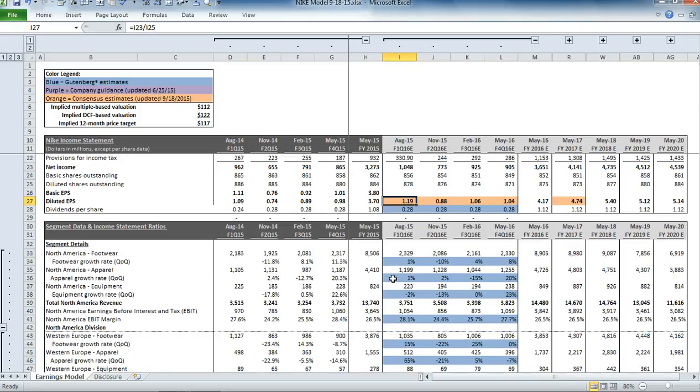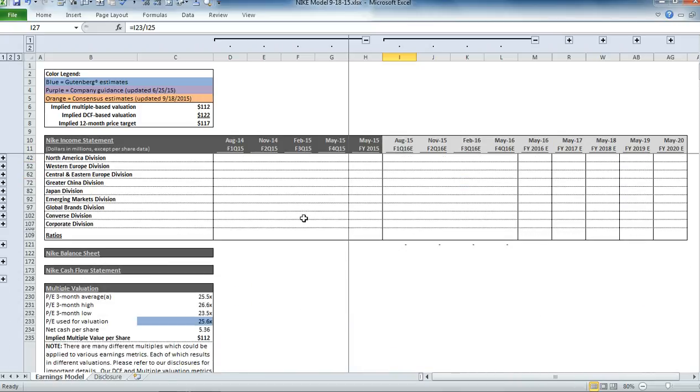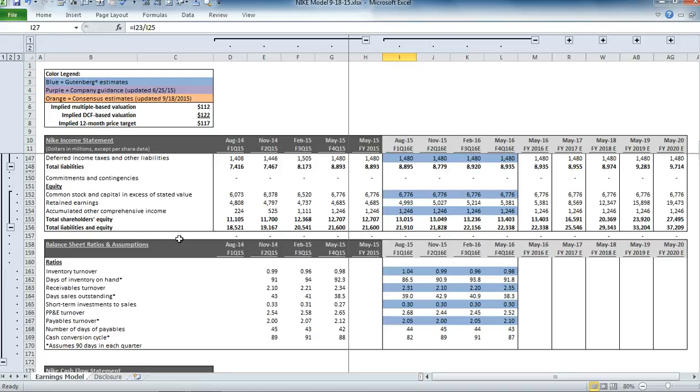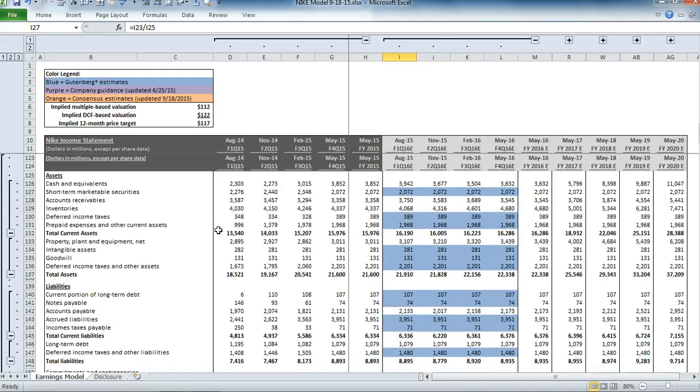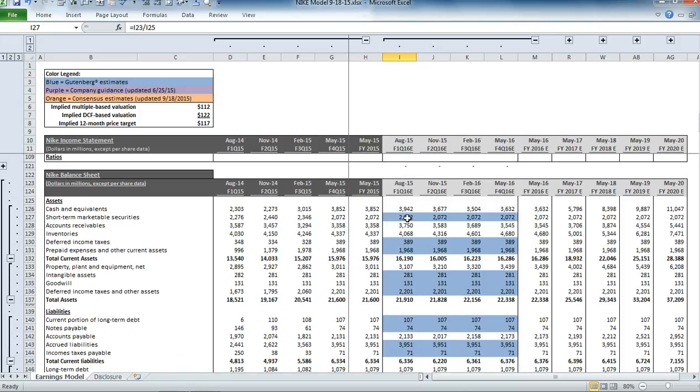So other than the income and the segment details, we also model out the balance sheet and the cash flow statement. The balance sheet and cash flow statement is really only needed if you're doing a discounted cash flow valuation approach. If you're only going to do the multiple-based approach, then you really only need the earnings for the next 12 months, and you can ignore these and keep them collapsed. But if you do want to model out the full balance sheet and the cash flow, the details are here.